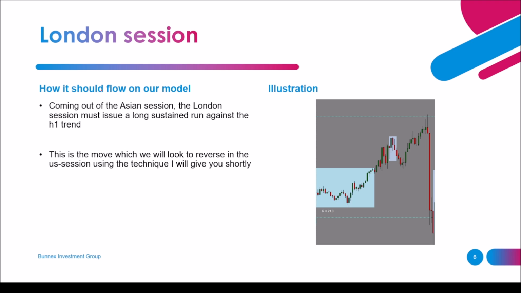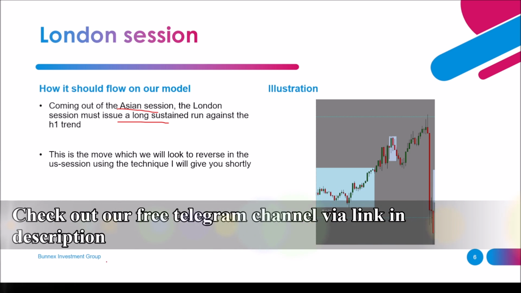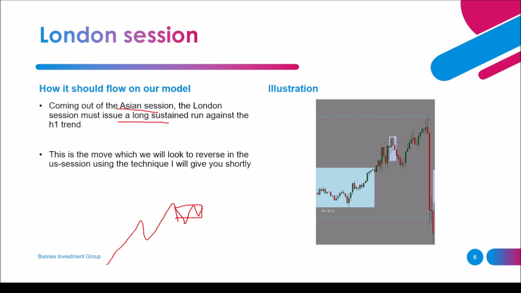Here's how it should flow on our model. Coming out of the Asian session, the London session must issue a long sustained run against the H1 trend. We are saying when the H1 trend is actually making higher highs, it's going in an upward move. Then if we get the Asian session in consolidation and then the London session is a long sustained run against this particular trend, we actually validate that session for our model.